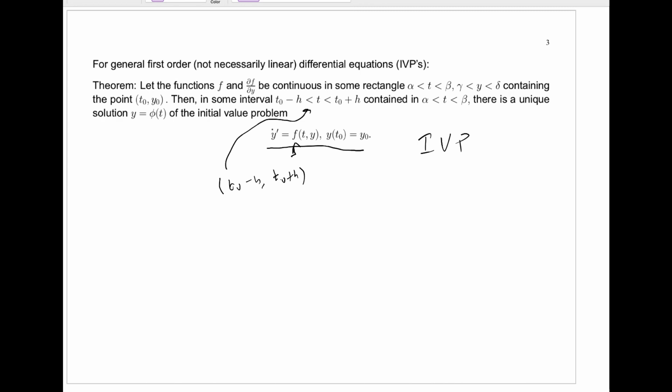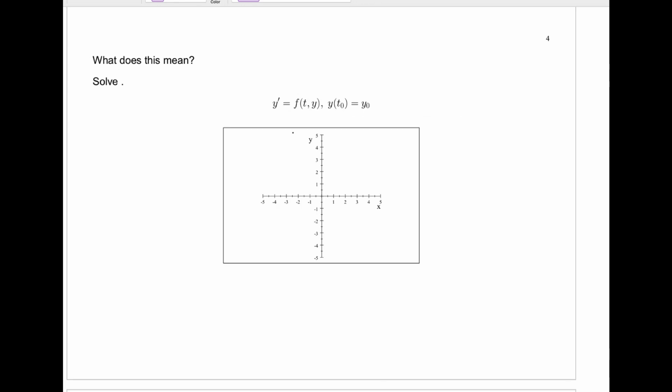What this theorem doesn't tell us is how big h is, how big this interval on which our solution exists must be. It could be very small, even if our functions here, our function f, is continuous for all values of t. What does this mean? Well, let's say we have the differential equation y prime is f of t and y, with y of t naught equals y naught. Again, let me just pick a different location, but let's say here's our point, this is our t-axis, here's our point t naught, y naught.